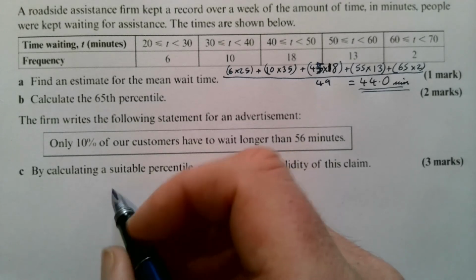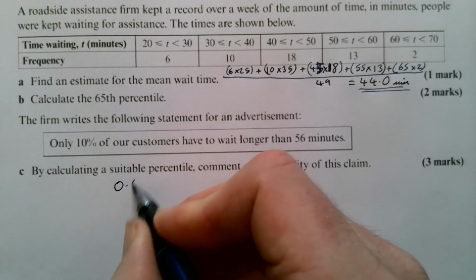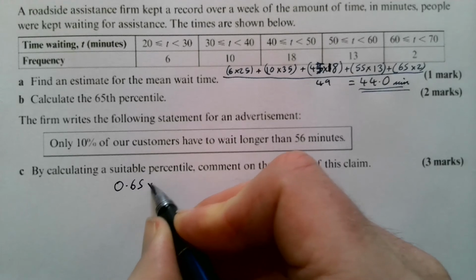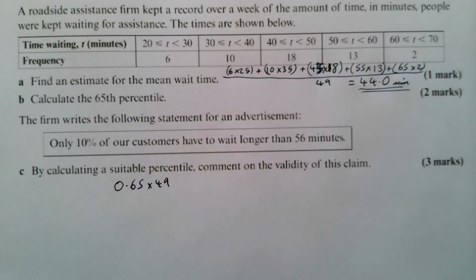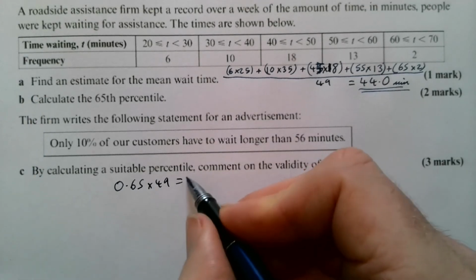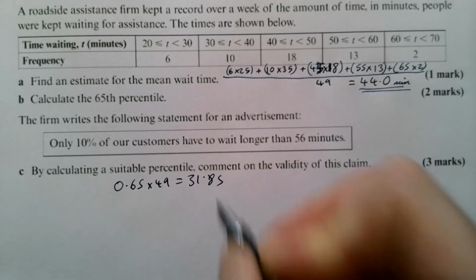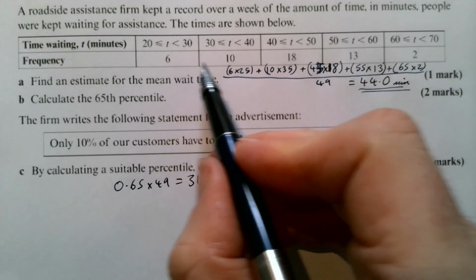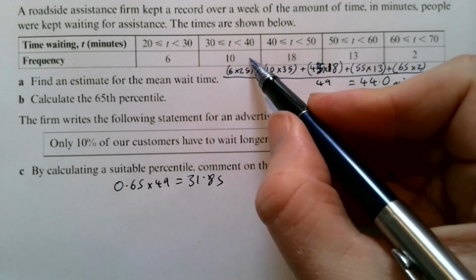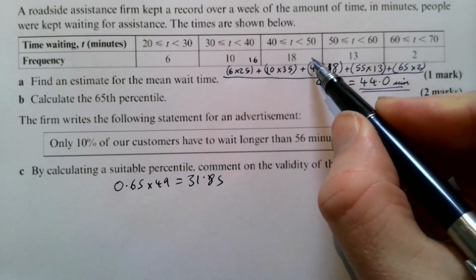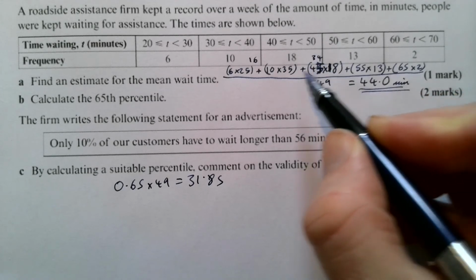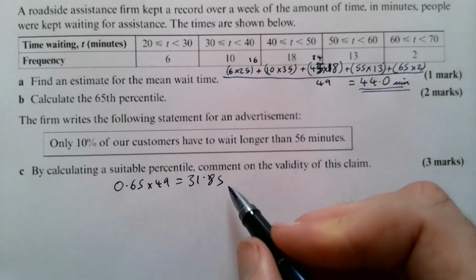So 65, if I do 0.65 times 49, that's probably going to give me something nasty. That gives me 31.85. So I want the 31.85 through here in terms of the frequency. So I get to 16 there, add another 18, I get to 34. So I know it's somewhere in here.